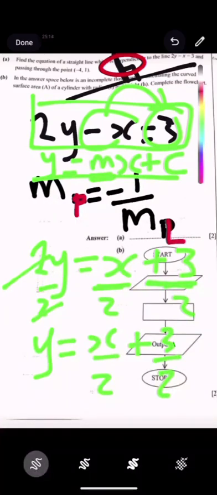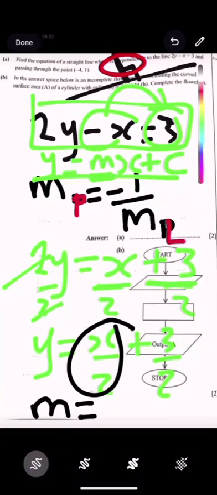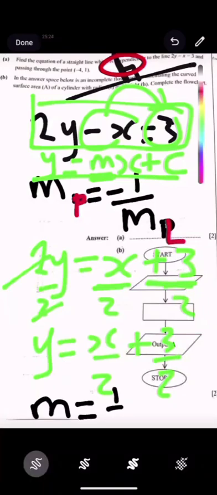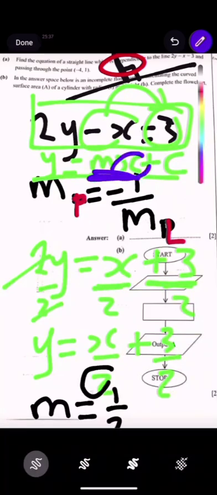So from here you can tell that your gradient is the coefficient of x, meaning the number in front of x, which is the invisible 1 over the 2. So the number part of this term is our gradient. If you look at this, there's x, and the rest is called m, so our gradient is 1 over 2. That's the gradient of the given line.